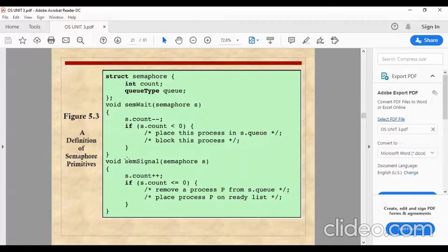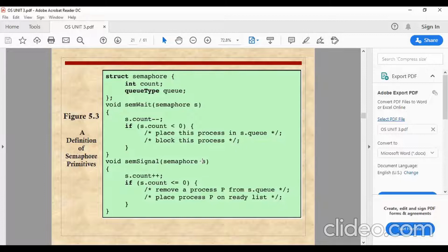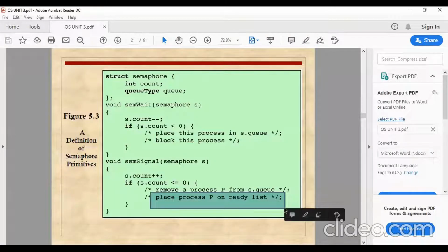Now in semaphore signal, it will release the resource, so a second process can allocate the resource. So what is given here? s dot count plus plus, the increment operation. If s dot count is less than or equal to 0, remove the process P from s dot queue and place that process in the ready queue. Now this process is ready to execute, allocate the resource, and execute. Okay.